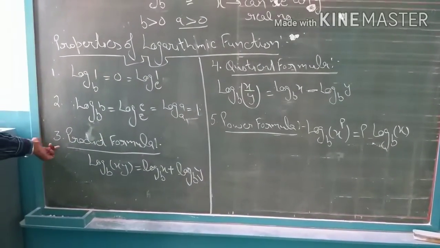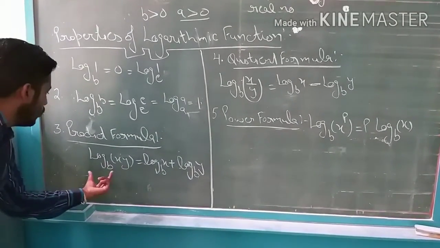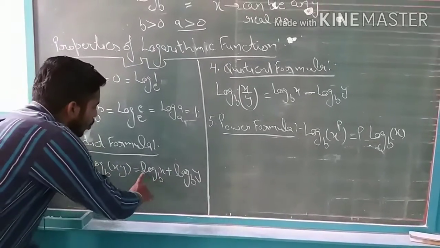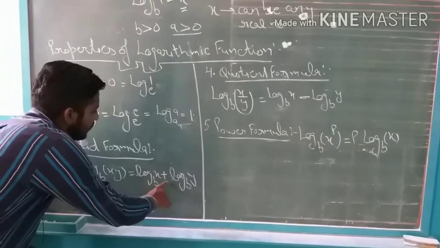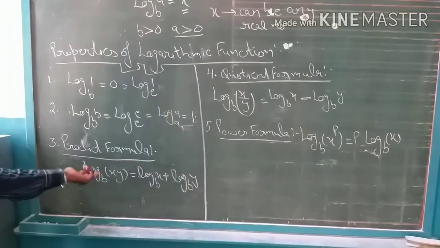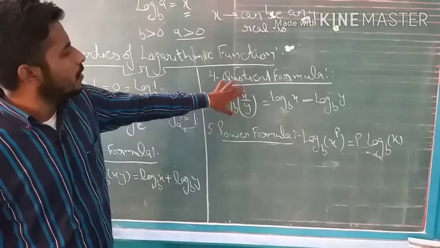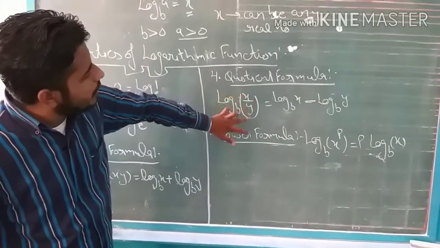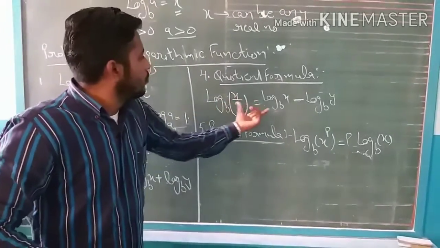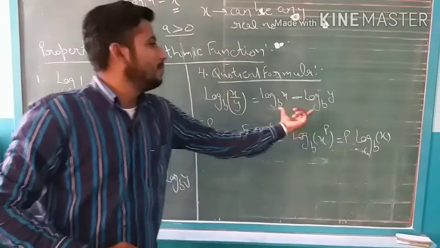The next property is the product formula. Here we have to find the logarithm of the product of two numbers x and y, and the expression would be equal to log of x with base b plus log of y with base b. This is known as the product formula. And the next one is the quotient formula. Here we have to find the logarithm of two numbers divided by each other, and the answer will be equal to log of x with base b minus log of y with base b.